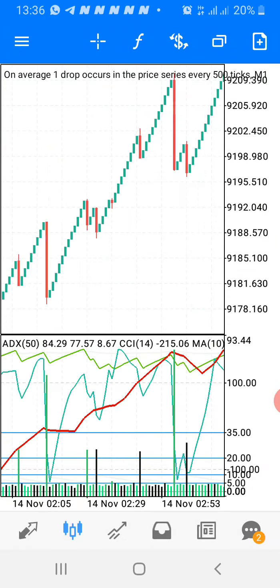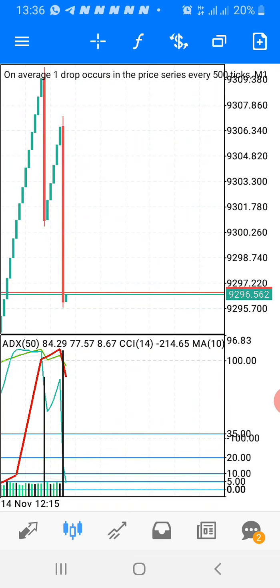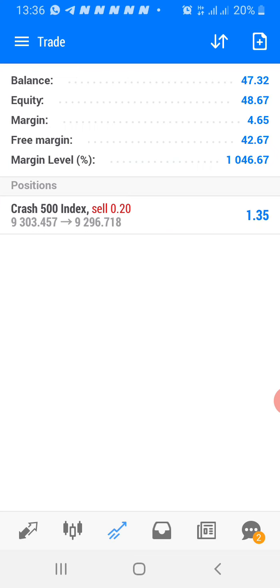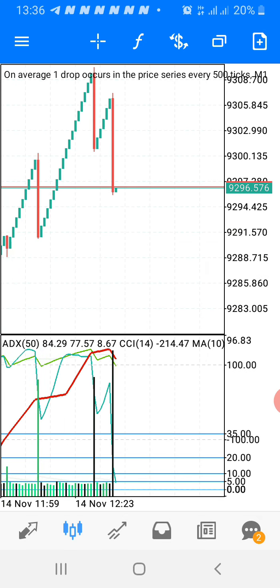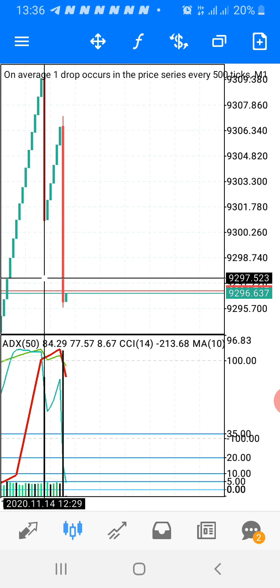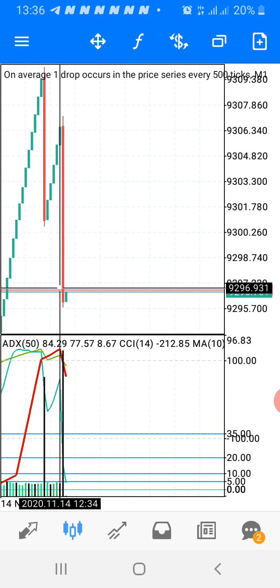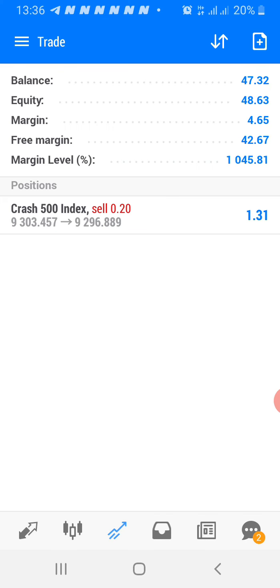So that's how it works. So this is how we make money. You see this point, I told you I'm expecting a spike, right? I told you I'm expecting a spike because it's a black candle. And this is it. It just spiked. You see what I'm talking about? This is how we make money.